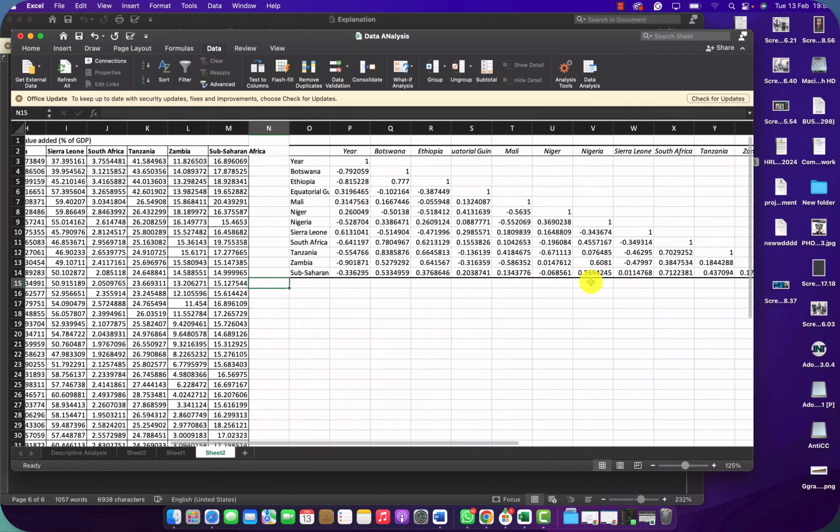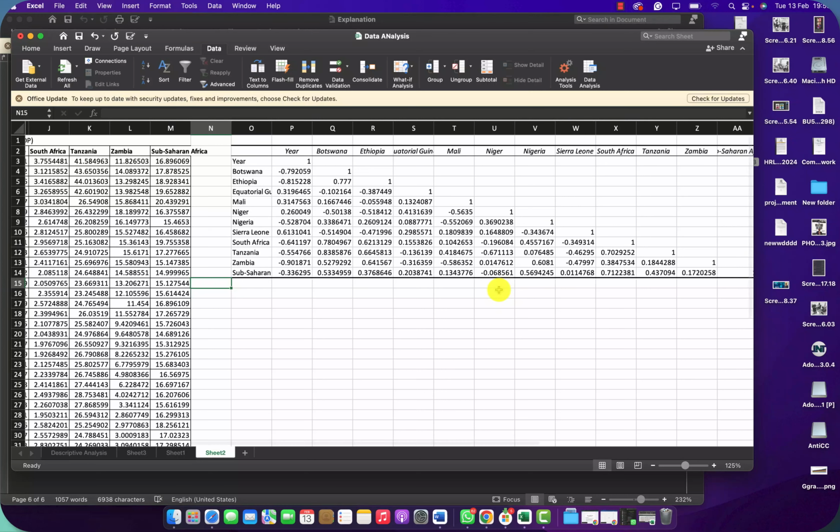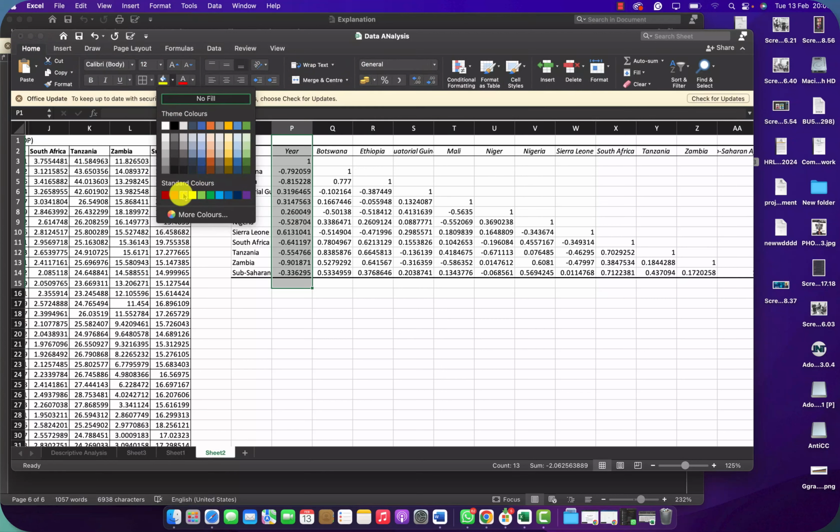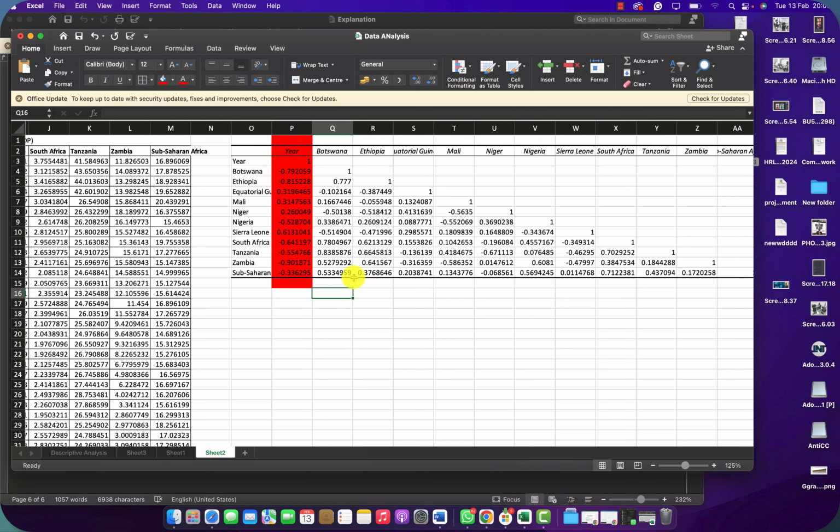So when we check the correlation that we have here, do you see any place that is looking significant out of this? We have all of them low, but we have, okay, this is the year. Let's erase this year out of our discussion. So do we see any? This is Ethiopia and Botswana. This is a significant one here.